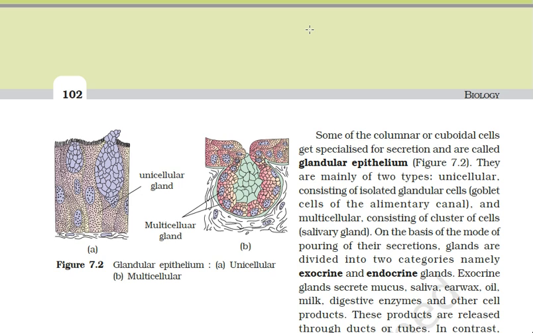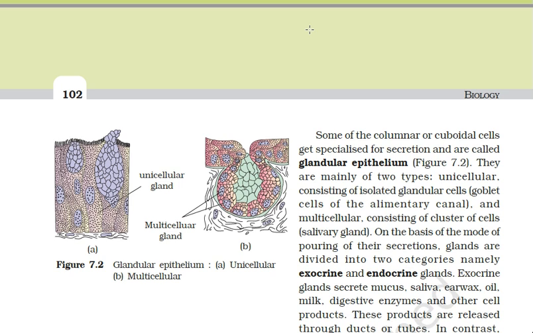these glands are grouped into two types, exocrine glands and endocrine glands. Exocrine glands have ducts or tubes to pour their secretions to the target tissue or organs, whereas endocrine glands are without ducts, hence they are called ductless glands, and they pour their secretions directly into the blood.